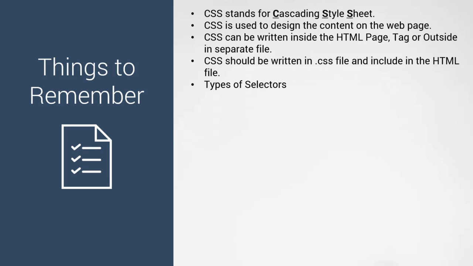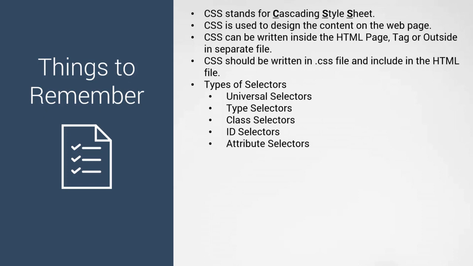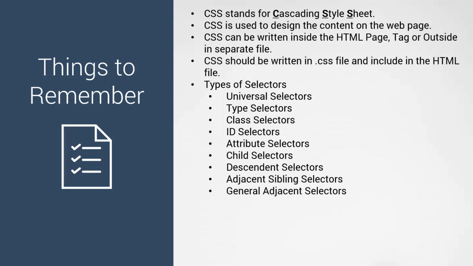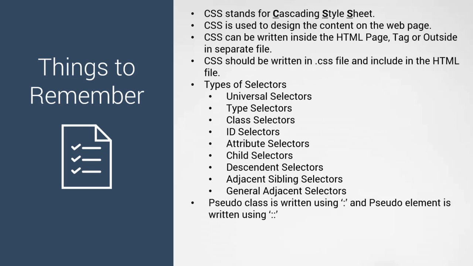Then we learned about types of selectors: universal selectors, type selectors, class selectors, ID selectors, attribute selectors, child selectors, descendant selectors, adjacent sibling selectors, general adjacent selectors. Well, we have seen all the selectors and we have worked through all the examples of this. Then we have looked at pseudo classes, which is written using a colon, and pseudo elements, which is written using double colons.